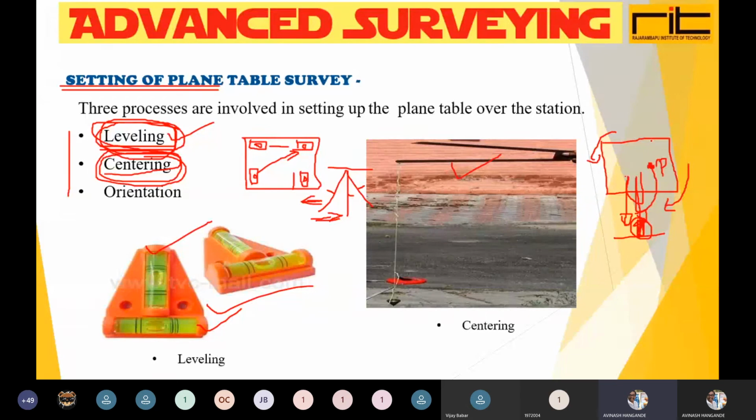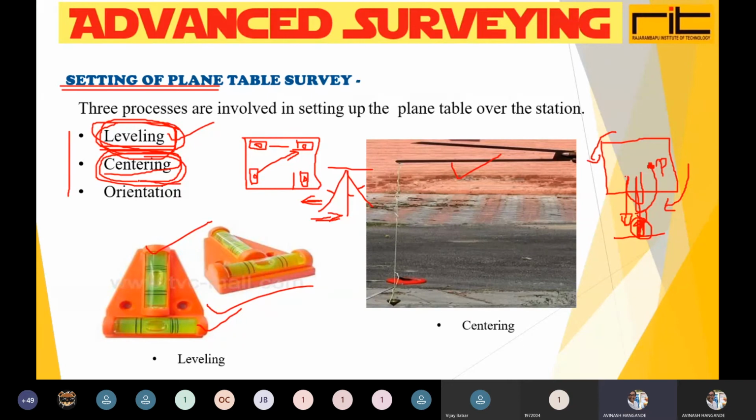But remember that you don't have to move the station point. Like in the video we have seen, there the person is shifting that station point. That should not happen. Whenever you have fixed your station point, that station point should be fixed. So take care of that.